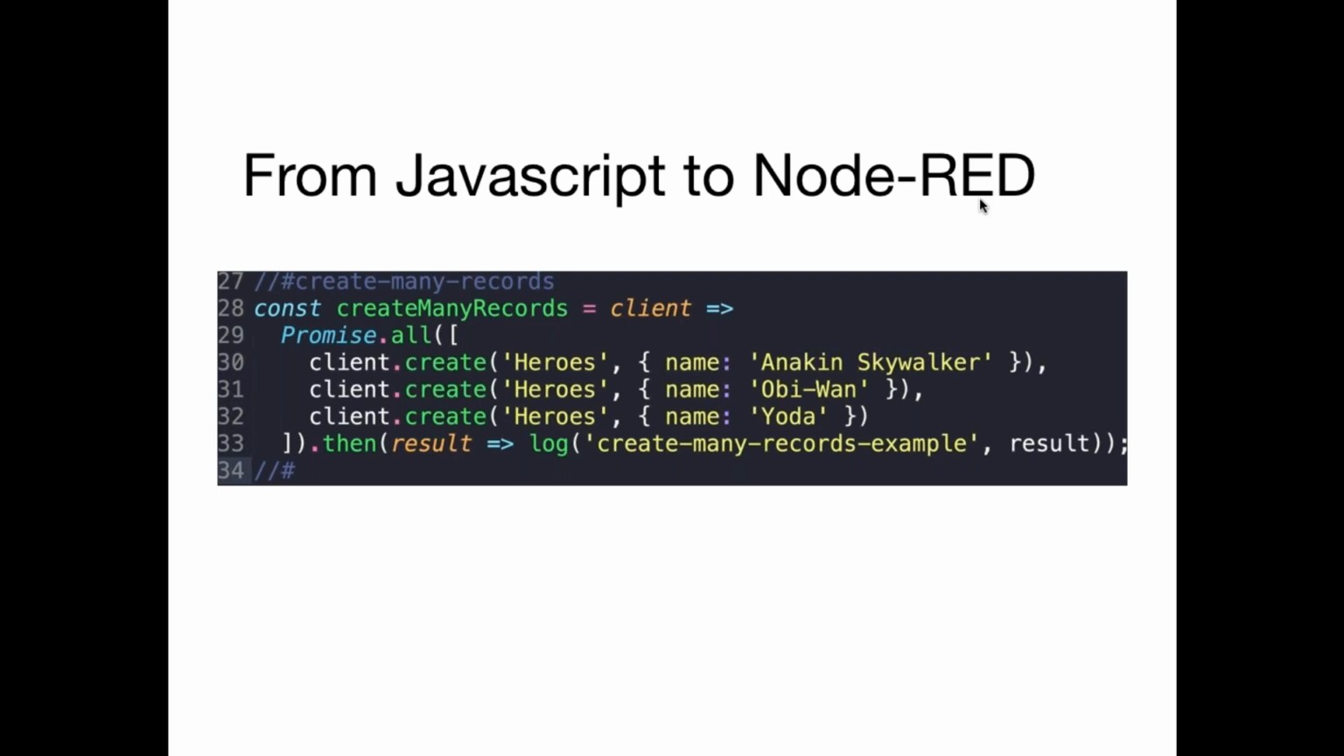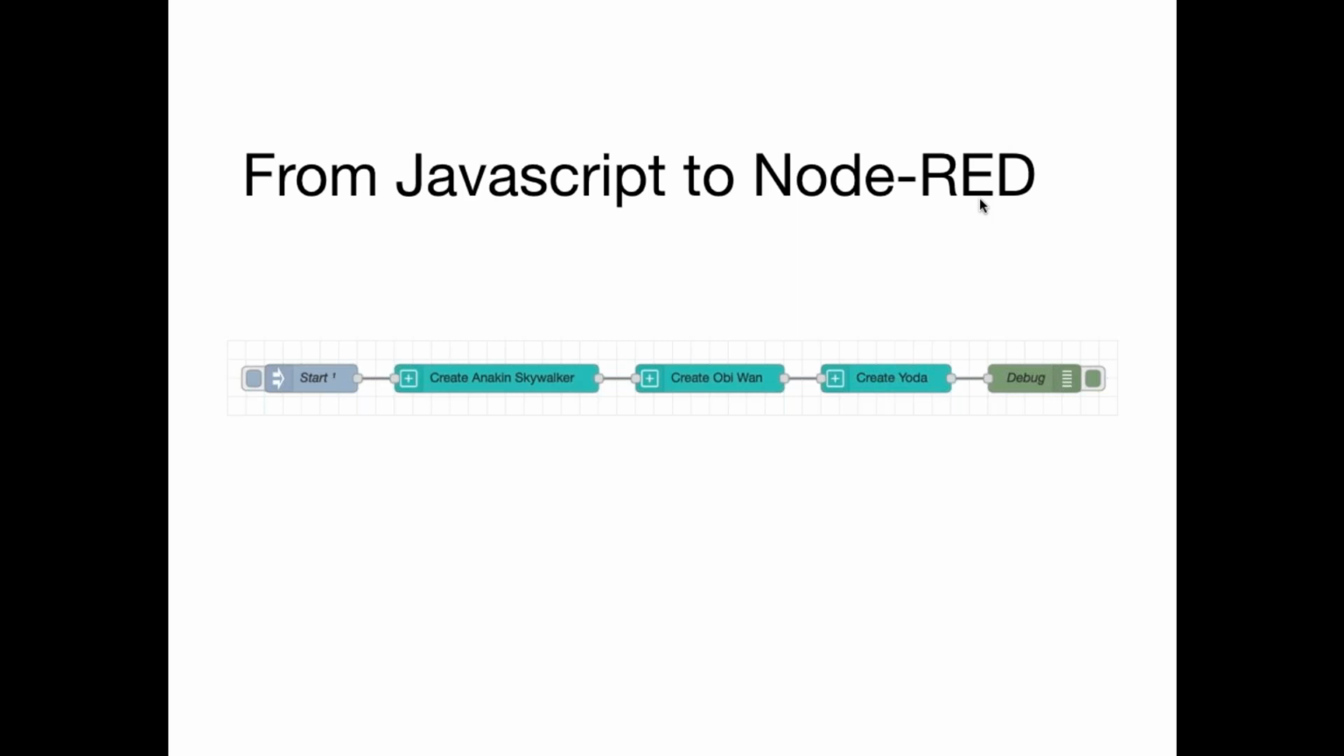So that's what NodeRed allows you to do. It allows you to transform something like this, with a create that's nested with a paragraph of words, into something that is visual like this. This is that same flow built in NodeRed. It's very different, right? We have start on one side, we have create Anakin Skywalker, we have create Obi-Wan, and we have create Yoda, and then finally a debug, right? We can literally look from left to right and know exactly what's happening within this flow. We can also visually see the different items, different pieces on the screen.